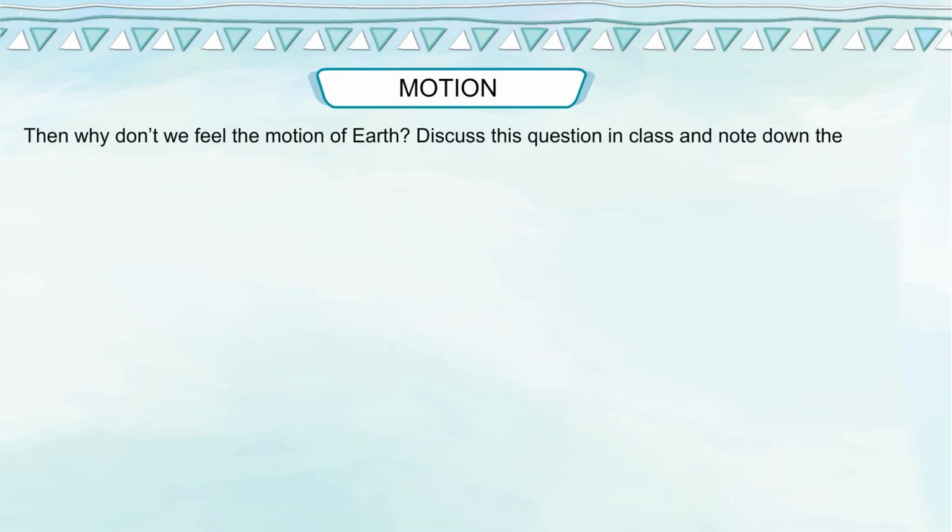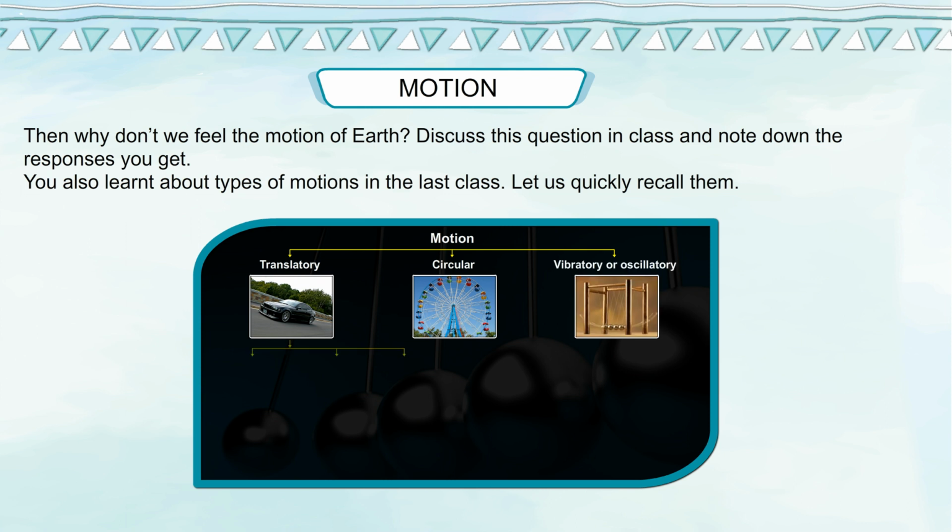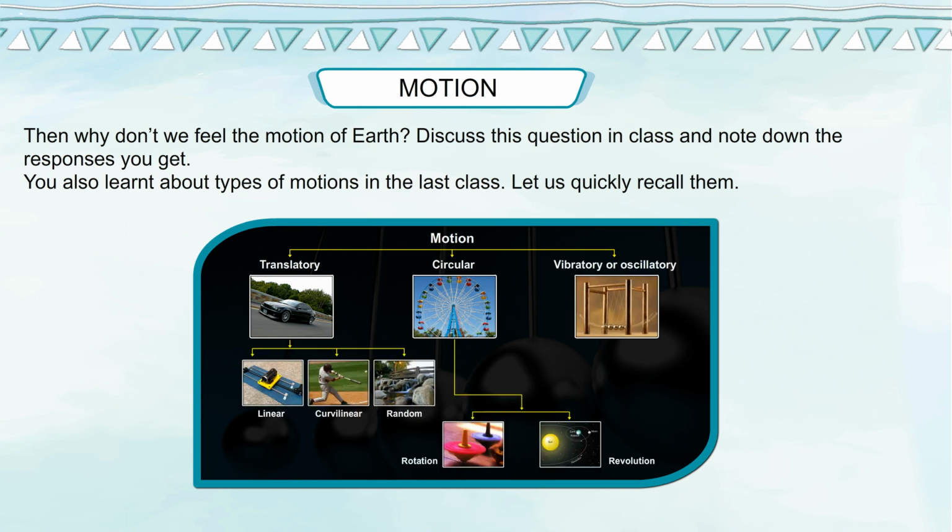Looking at the bigger picture, we all are constantly moving as the earth rotates and revolves around the sun. Then, why don't we feel the motion of earth? Discuss this question in class and note down the responses you get. You also learned about types of motions in the last class. Let us quickly recall them.